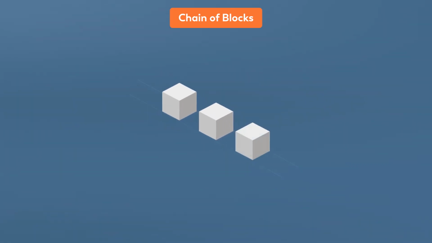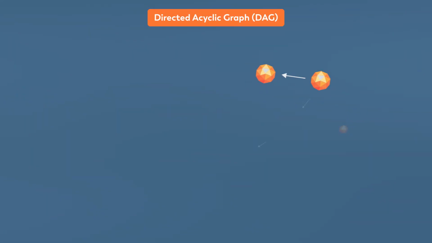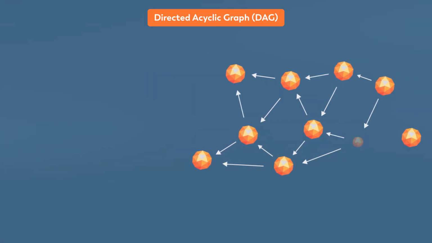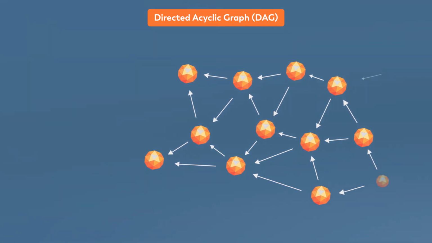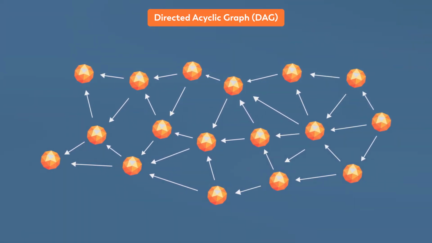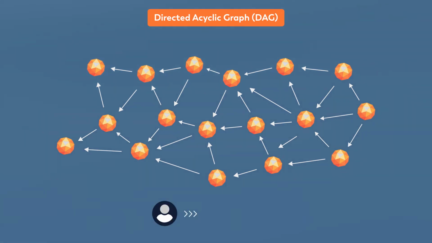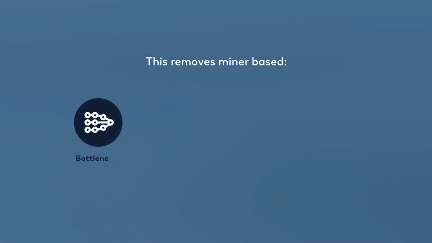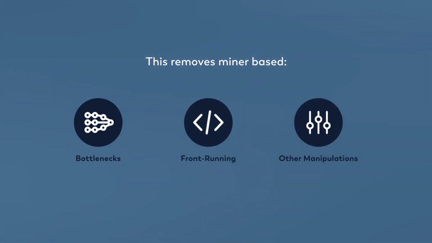The next noticeable difference is that Ethereum uses a chain of blocks to operate its distributed ledger, while Obyte uses a directed acyclic graph, DAG. DAGs are considered more permissionless because each transaction is added to the ledger instantly and independently, as there are no middlemen, miners, between you, your transaction, and the ledger. This removes miner-based bottlenecks, front-running, and other manipulation.